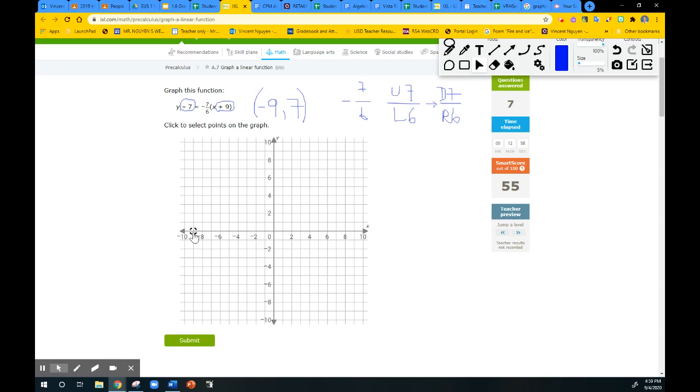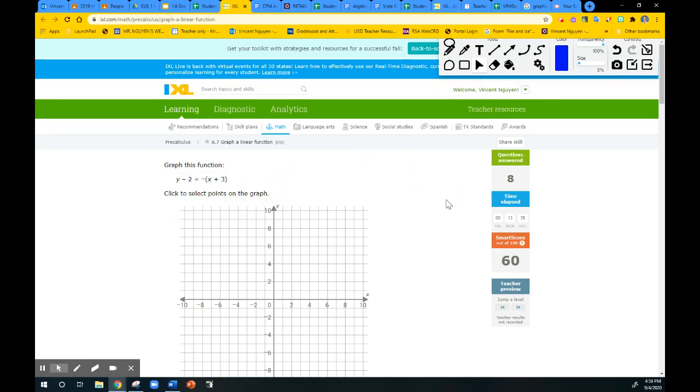Starting at -9 on the x value and 7 on the y value. Make sure you are selecting the correct value. There it is. That's my starting point, right? And then I'm going to go up 7. Well, you notice how I can't really go up 7 and plot anything here. So I have to do the second one. I have to go down 7 to the right 6. So down 7 is right here. To the right 6: 1, 2, 3, 4, 5, 6. So right there. I think that's where it is. Yes. Okay, that's my line. Perfect. Erase that.